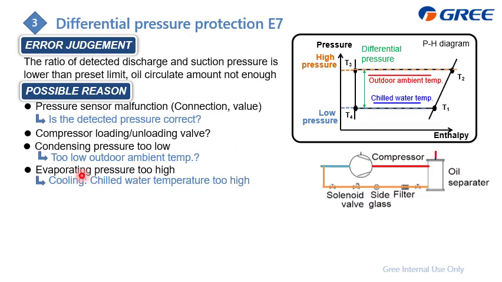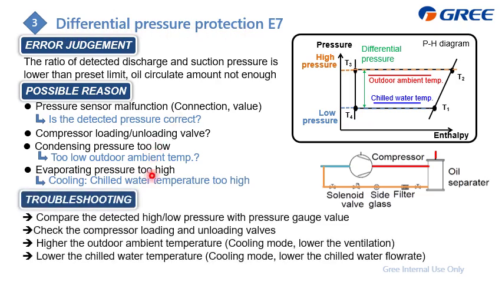And the next is the evaporating pressure being too high. That means the chill water temperature is too high, out of the desired range, and that also leads to this low differential pressure protection.